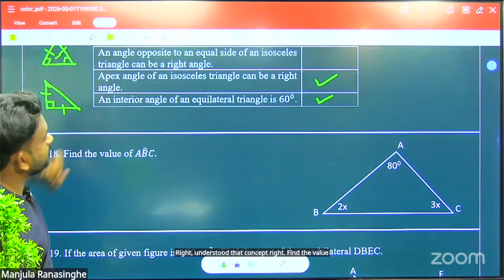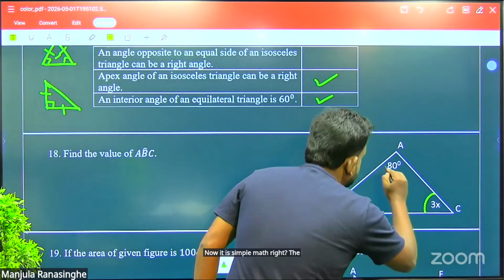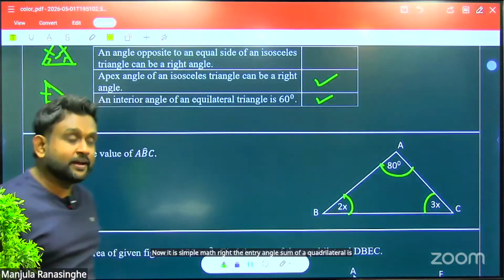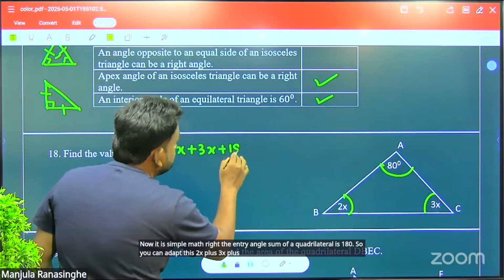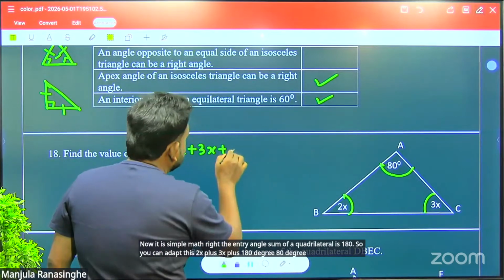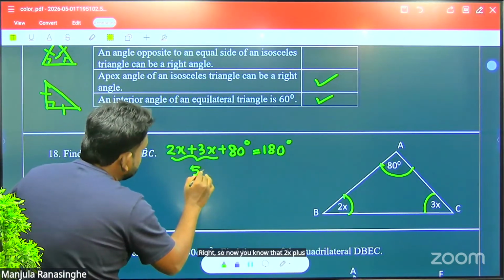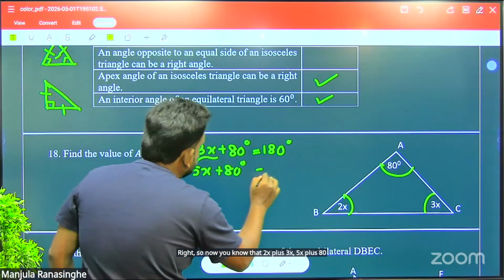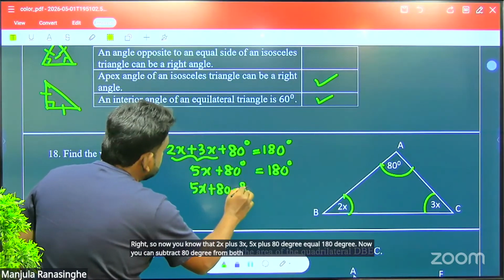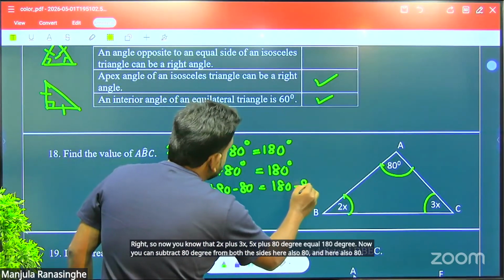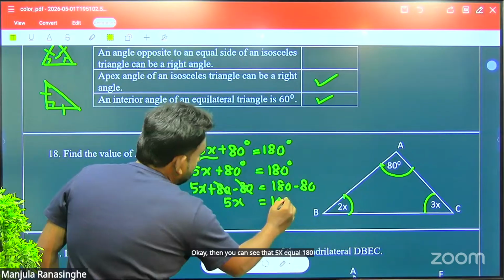Find the value of ABC. Now it is simple maths, right? The interior angle sum of a quadrilateral is 180. So you can add up 2x plus 3x plus 80 degrees equal 180 degrees. So now you know 2x plus 3x, 5x plus 80 degrees equals 180 degrees. Now you can subtract 80 degrees from both sides. Then you can see that 5x equals 180 minus 80, which is 100.